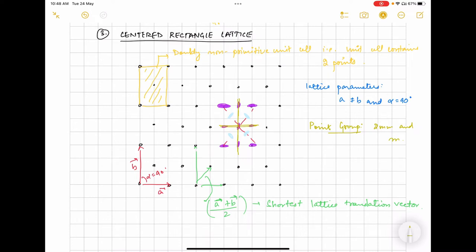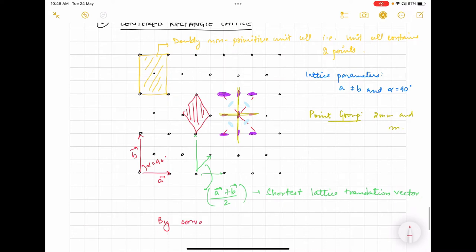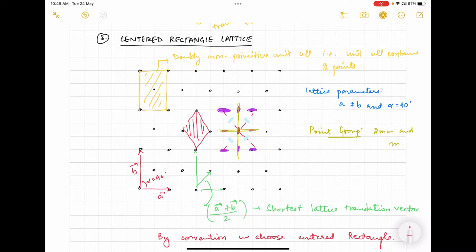Okay. So, as we see, can we not have a rhombus as the unit cell? If we see, this is a rhombus. Both the rhombus and this rectangle have a symmetry of 2mm, and the rhombus is also smaller, so it should have been the obvious choice, but by convention we choose the centered rectangle as the unit cell. Okay, and it is not necessary that the angle should be 120 or something. This rhombus can be of any angle, a general rhombus, but still by convention the unit cell is taken as the centered rectangle.